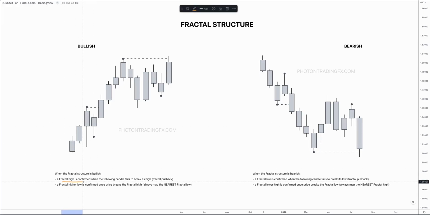Okay, so in a fractal bullish market, the fractal high, i.e. this high here, is confirmed when the following candle fails to break its high. That's when we get the fractal pullback, and that's where we get it here, okay? I think you guys get it, right?